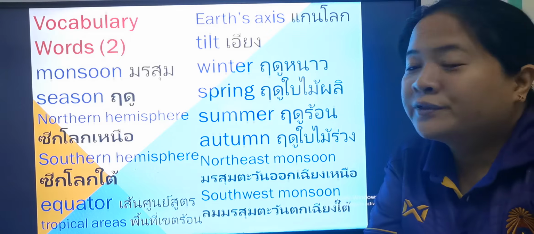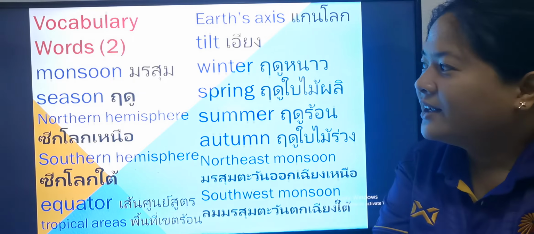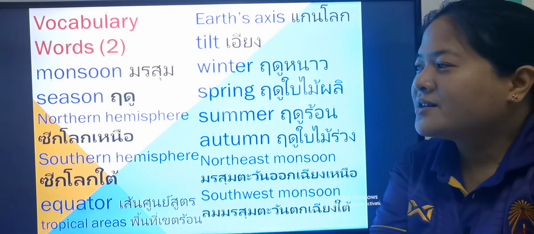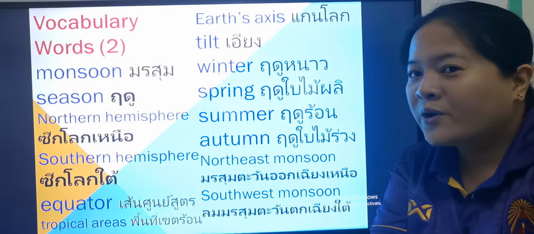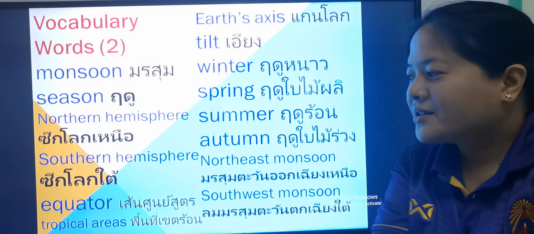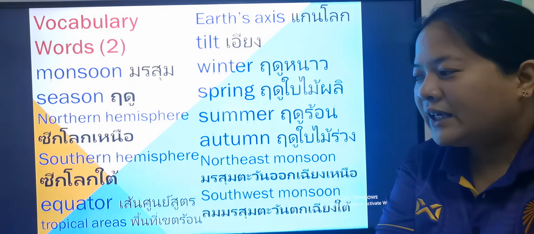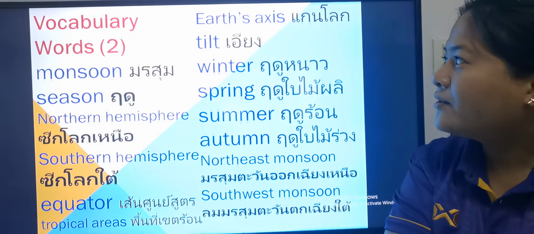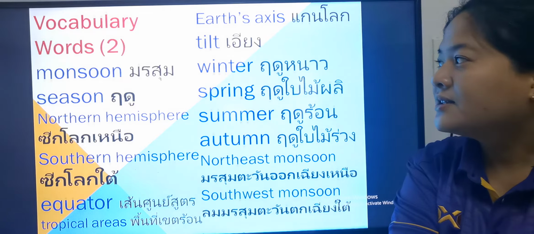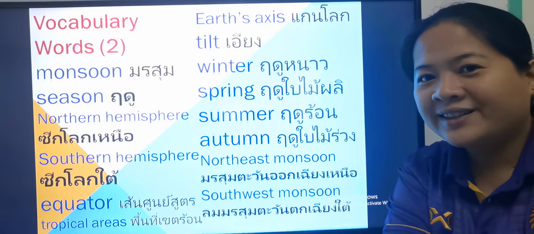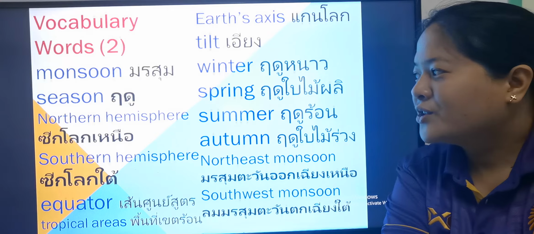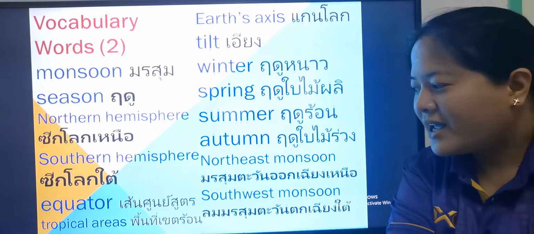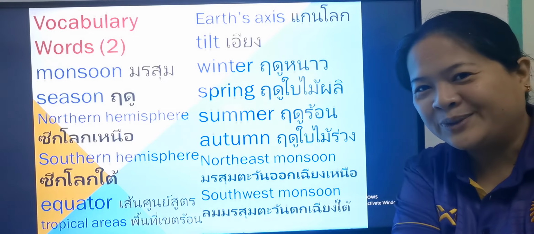So these are the vocabulary words for this lesson. Read with me: monsoon, season, northern hemisphere, southern hemisphere, equator, tropical areas, Earth's axis, tilt, winter, spring, summer, autumn, northeast monsoon, and southwest monsoon.